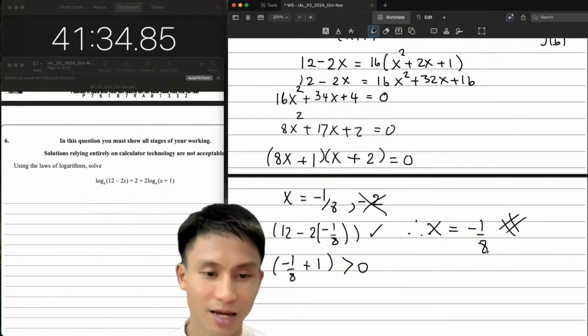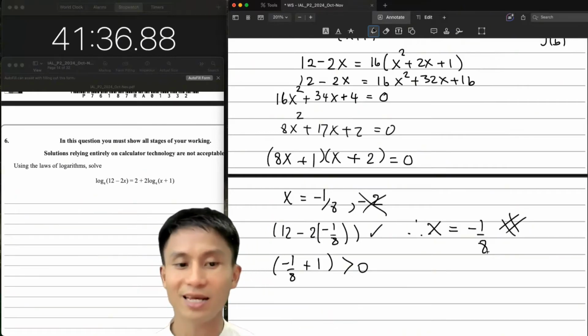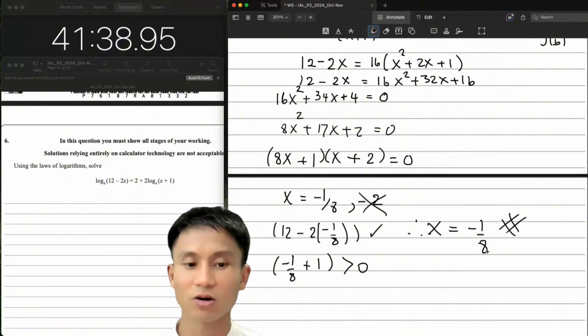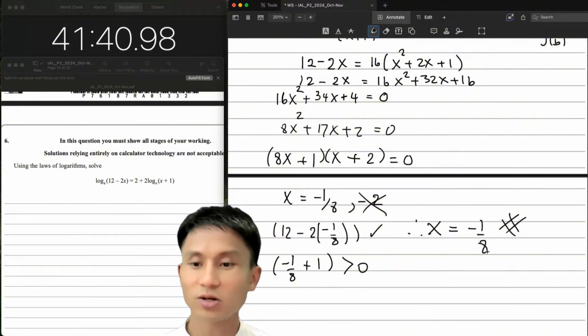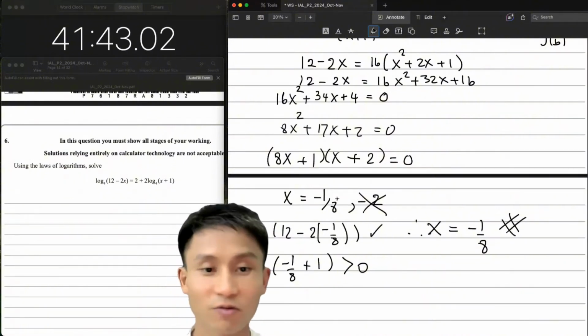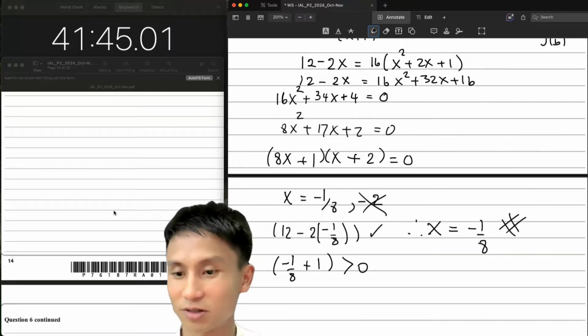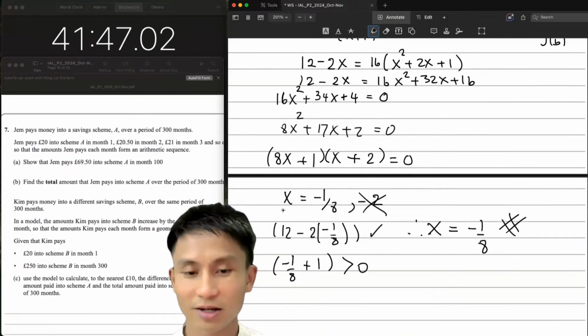So the bottom line here, guys, you need to be careful when you find the answers for a log equation. You need to always substitute back to check if everything works, right? That's very important. Okay, number 7.